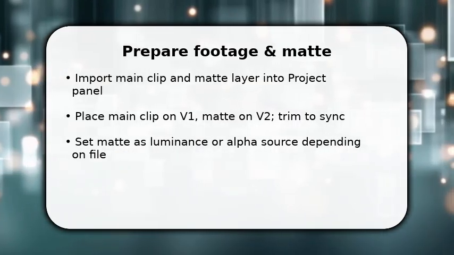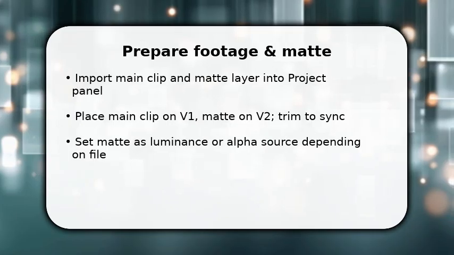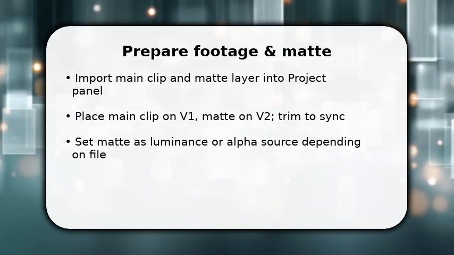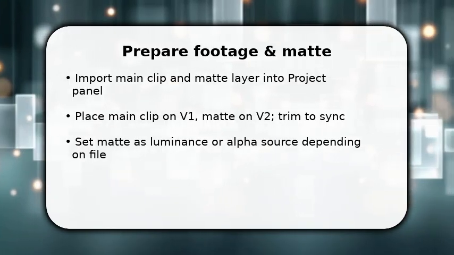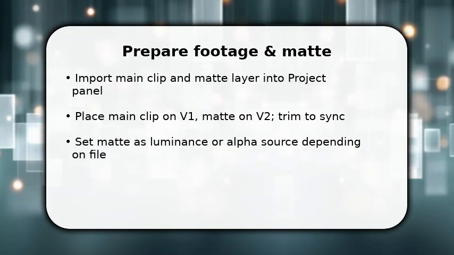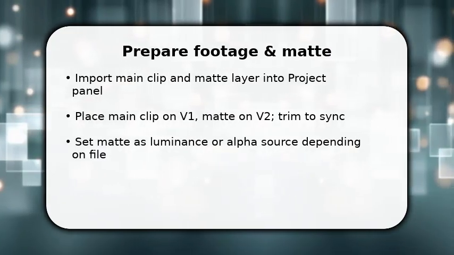Once done, check the matte's content type. If it's black/white, use luminance. If it has an alpha channel, use alpha. Make sure the matte aligns frame for frame with your clip. Now that layers match, you're ready to add an effect and turn that second track into a key.